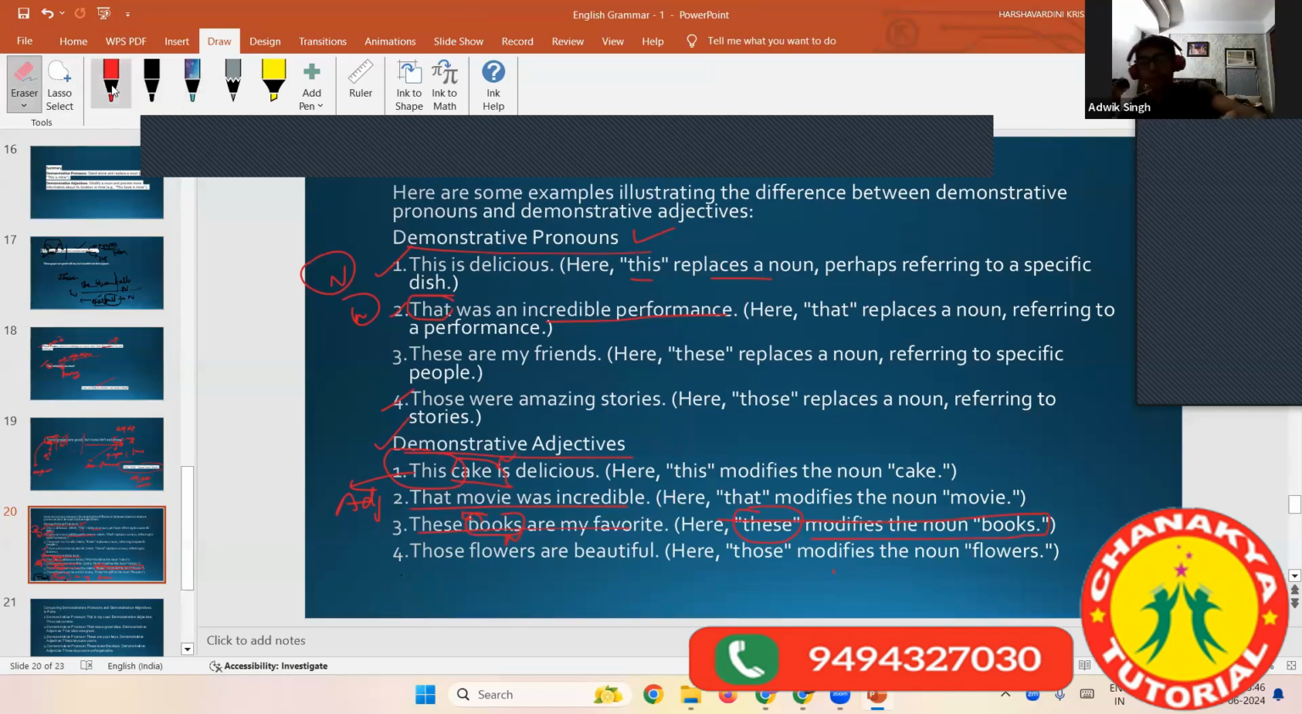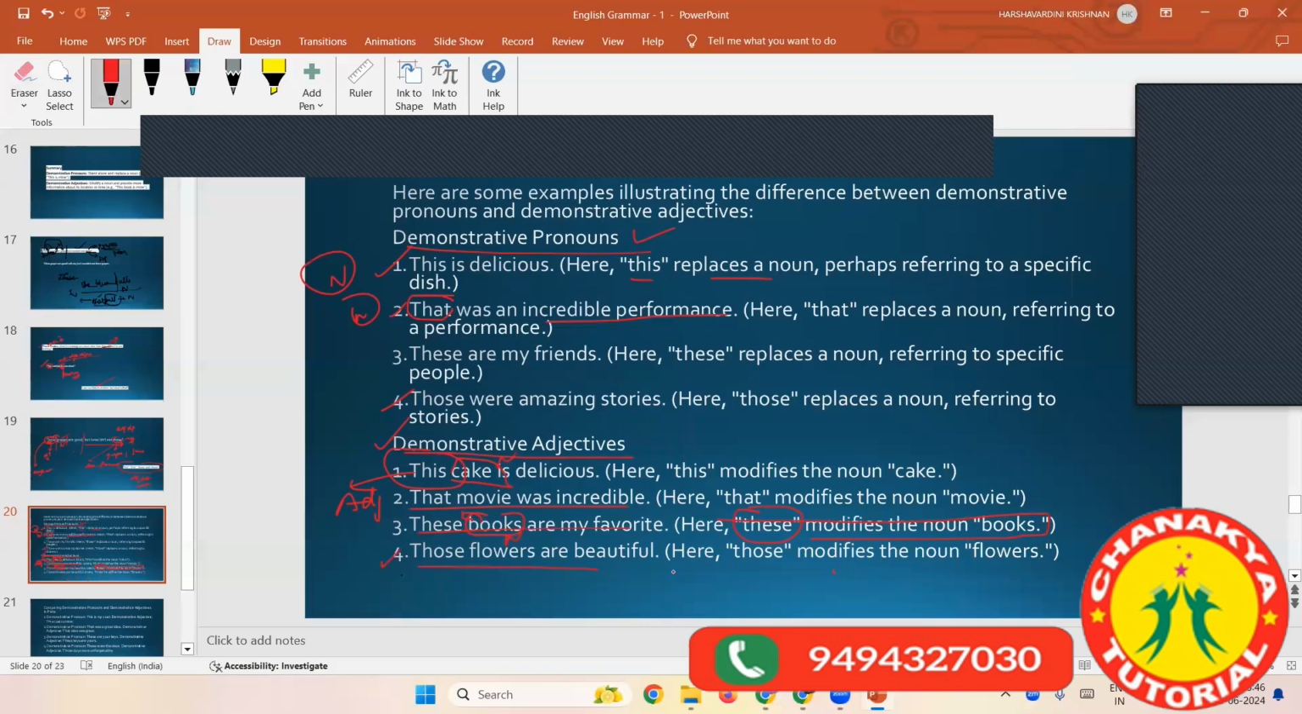Yes, ma'am. And see this fourth sentence, those flowers are beautiful. So already flowers is the noun. Ma'am, this sentence means that these flowers are not beautiful, those flowers are beautiful. Exactly. We are specifying something. Now you got that thing, right? Yes, ma'am, correct.